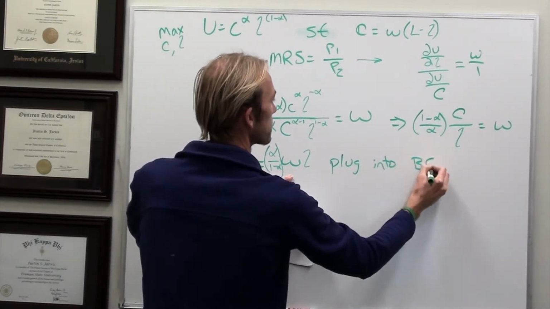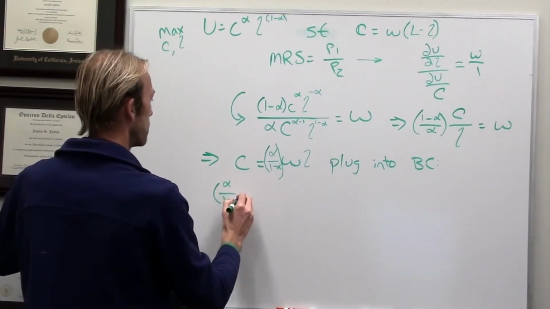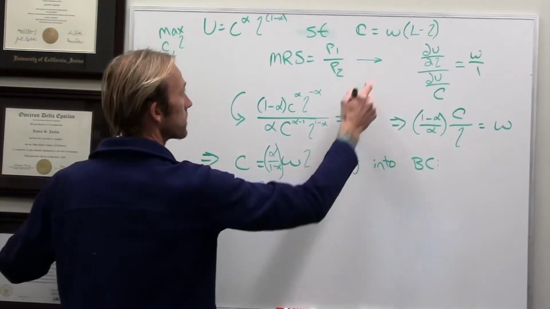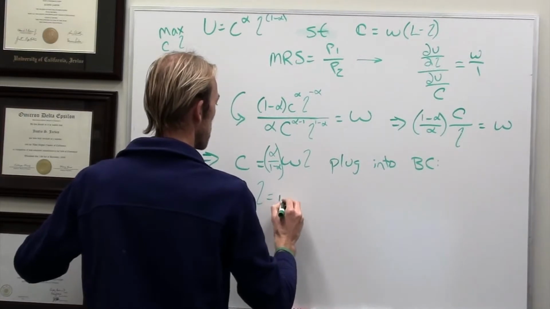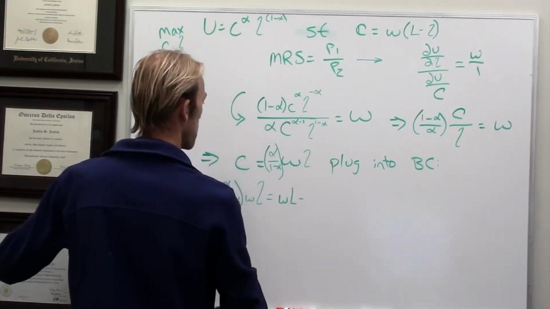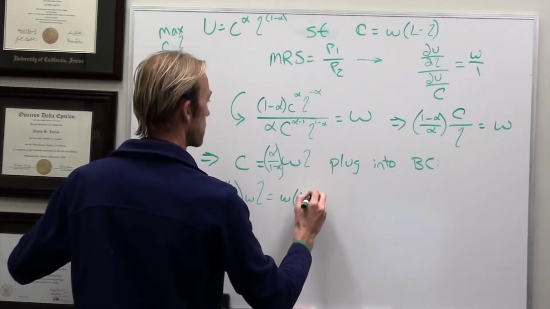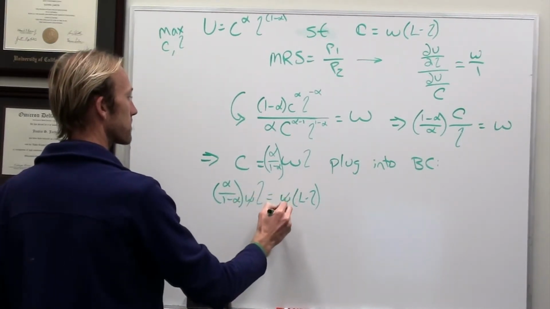Plug into the budget constraint. And what do I got? I got alpha over 1 minus alpha times W times leisure is equal to W times (cap L minus leisure). I'll just write it like this, W times (L minus leisure), and the reason why is because I can see the W's cancel.